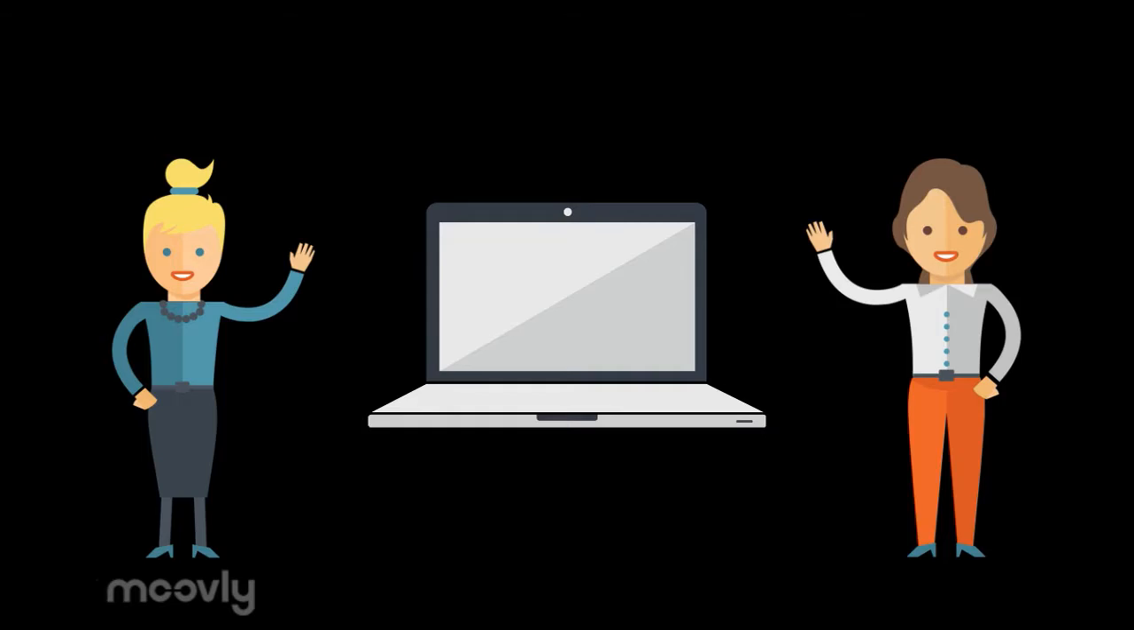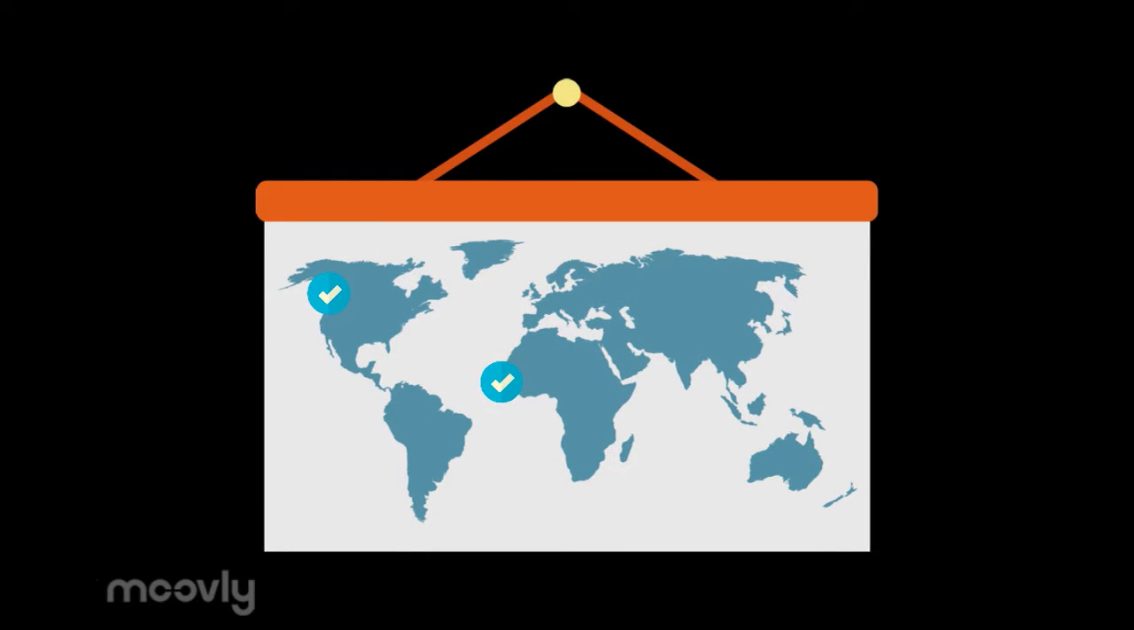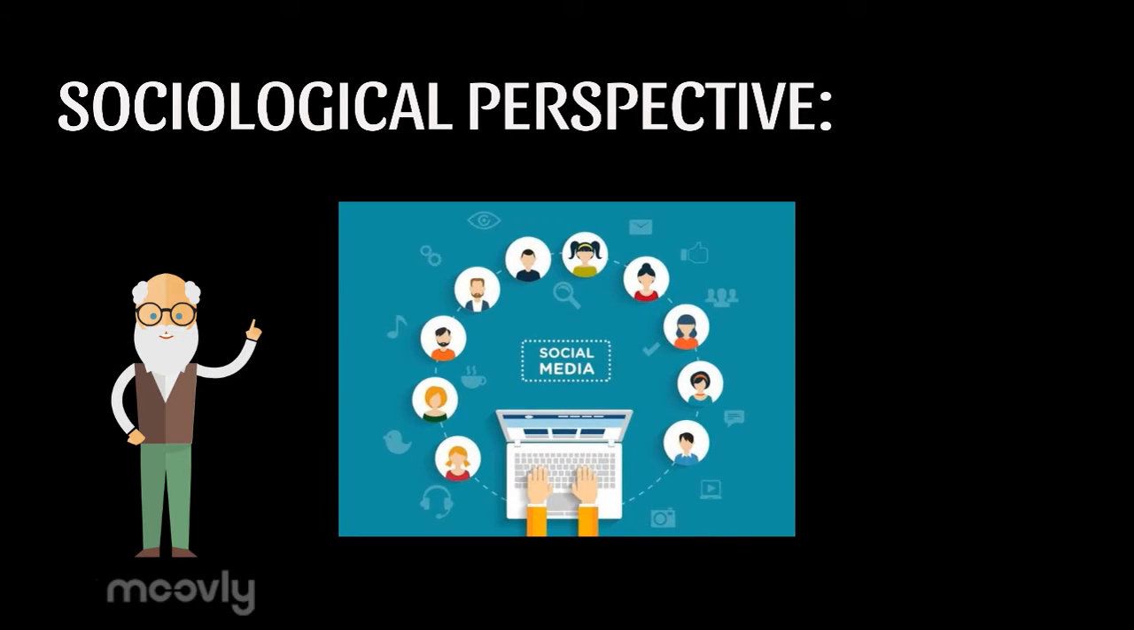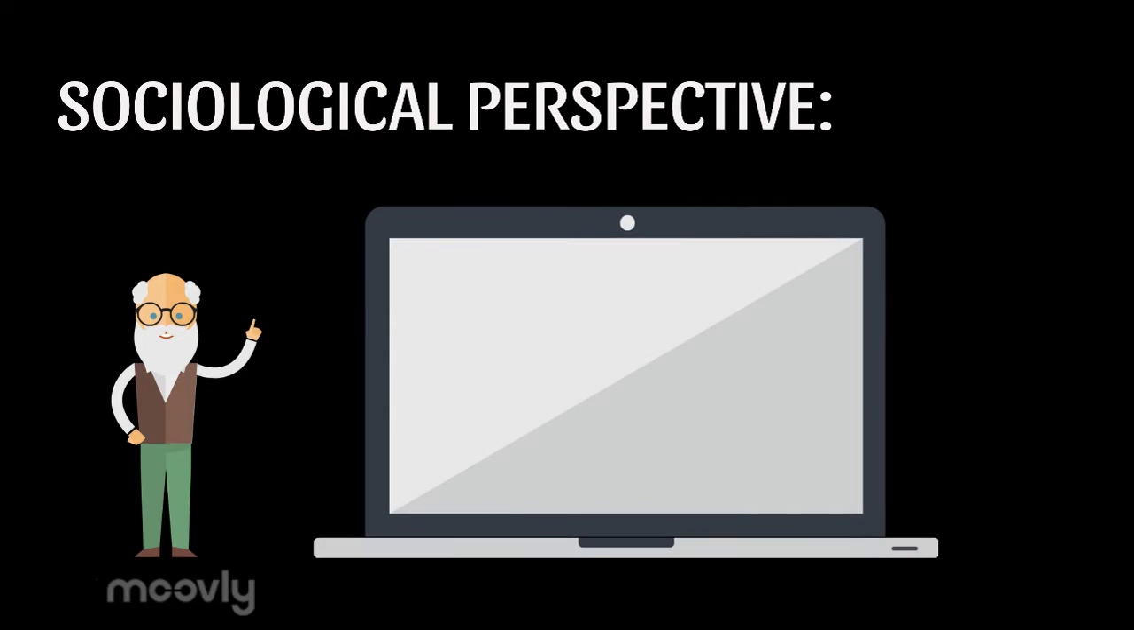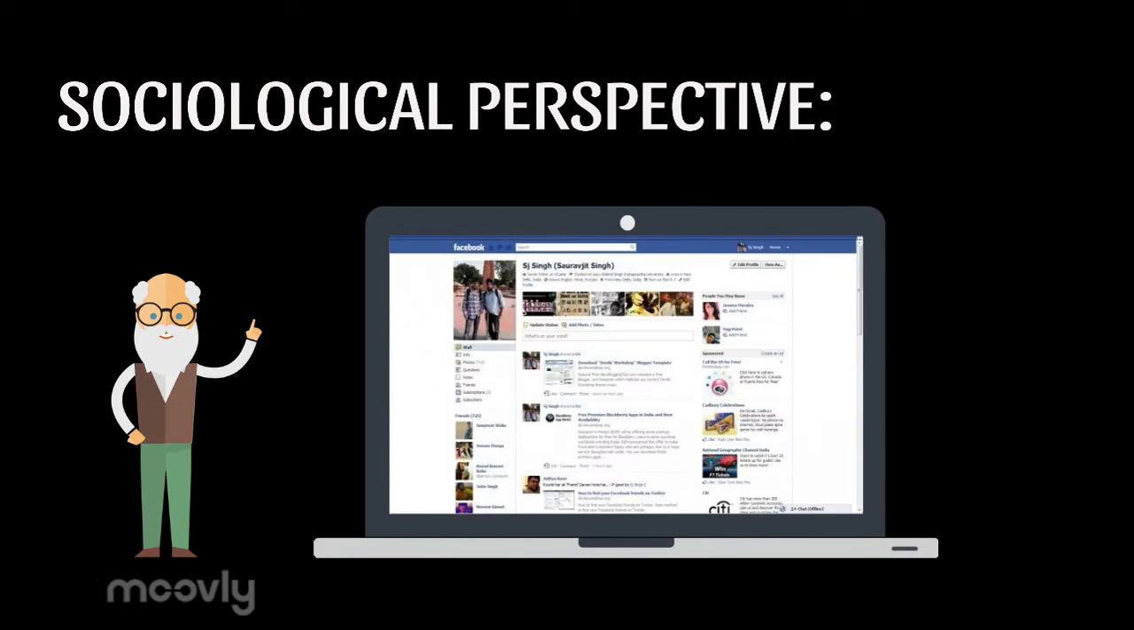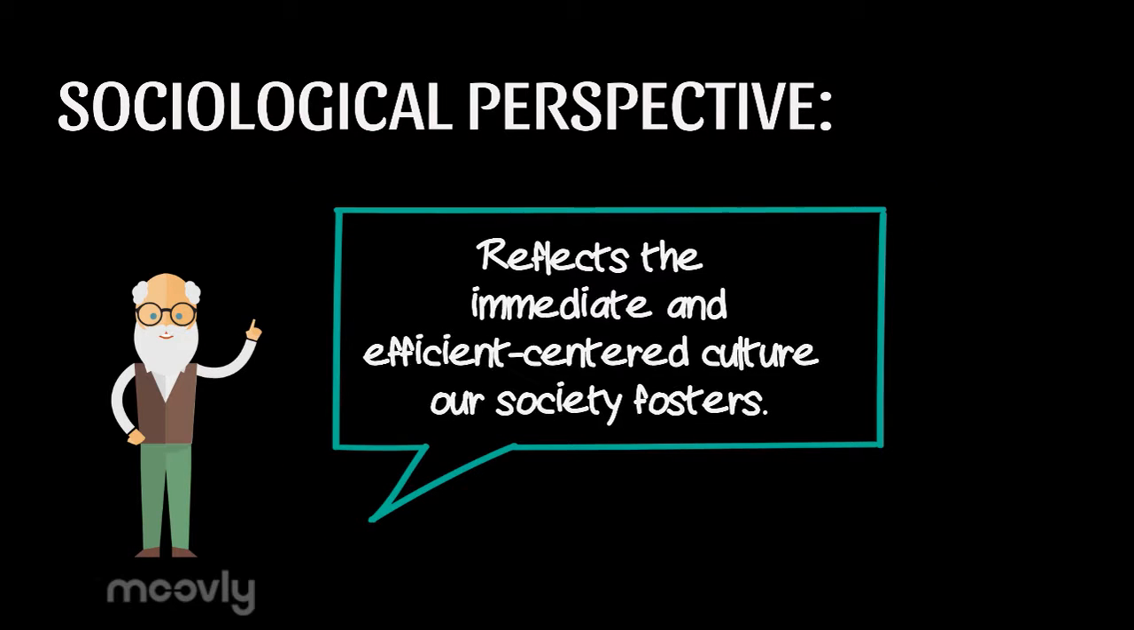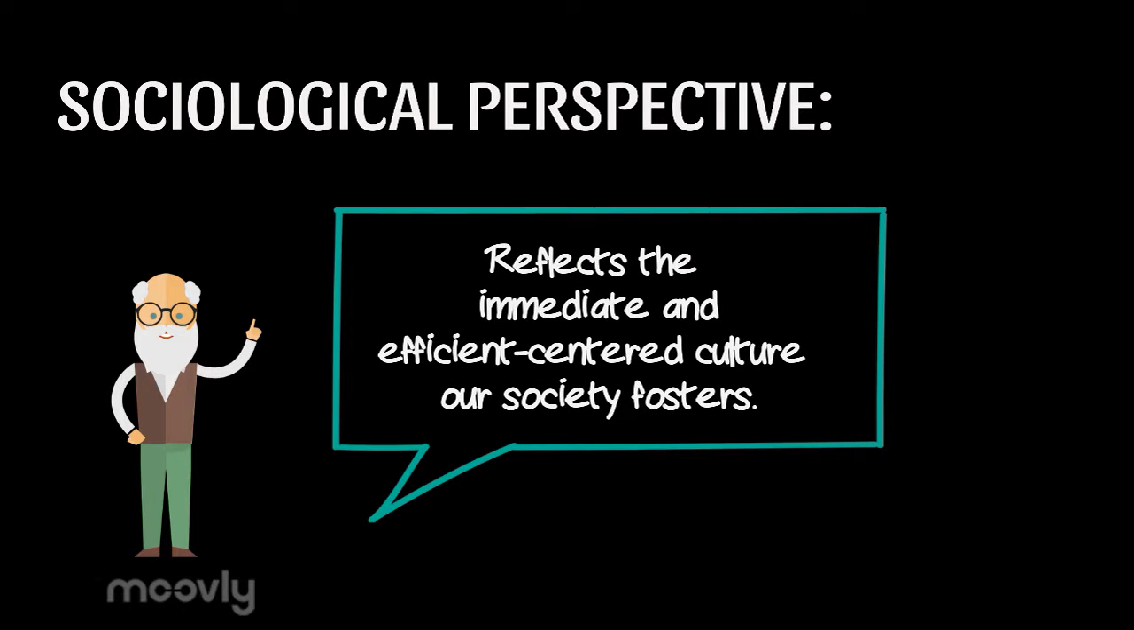Social media is defined as being an online-based technology that allows for the diffusion of ideas, news, and information. It is commonly used to connect individuals from one place to another with no regard as to how far they are from each other. In fact, sociologists use social media as a vehicle that enables individuals to connect with one another through online conversations and posts. They even explain it reflects the kind of immediate and efficient-centered culture our society fosters.